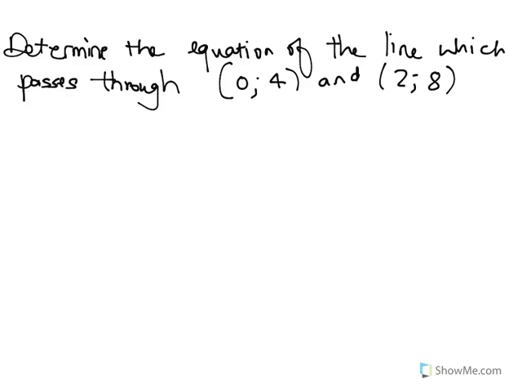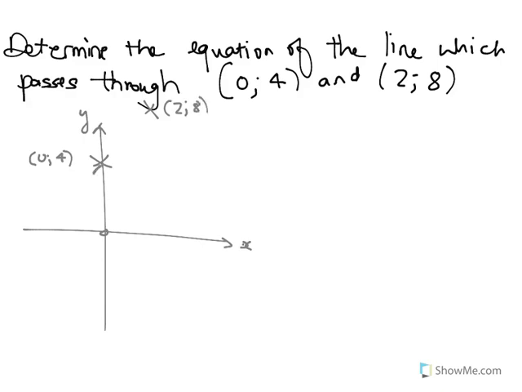Determine the equation of the line which passes through (0, 4) and (2, 8). Now we haven't been given any explicit information about the gradient, but a useful starting point is to plot the information you've been given. So you're told that your line goes through (0, 4), goes through that point, and it goes through (2, 8).